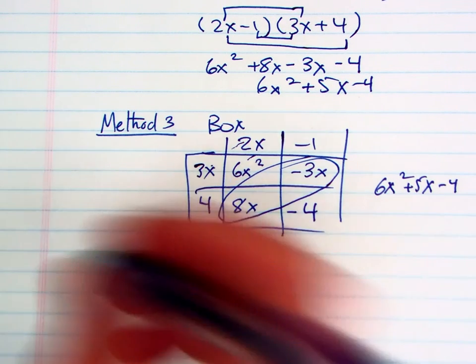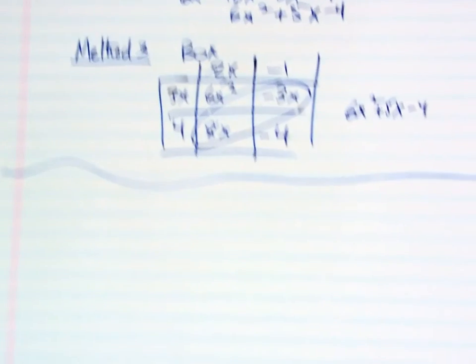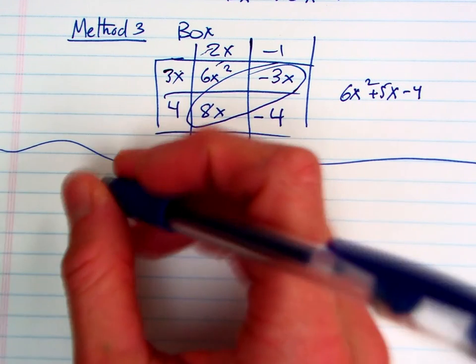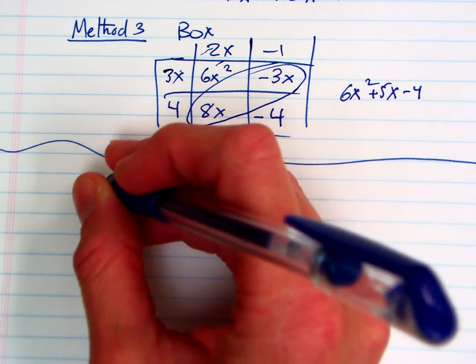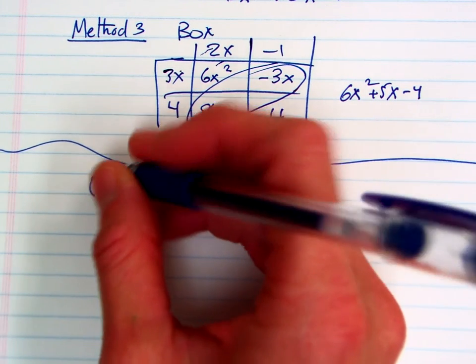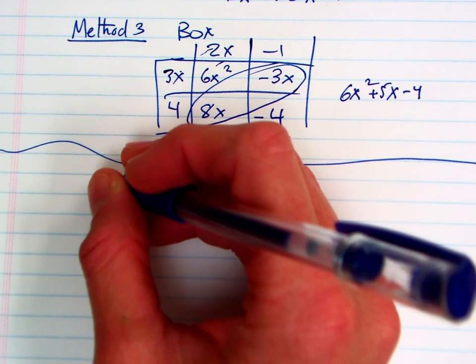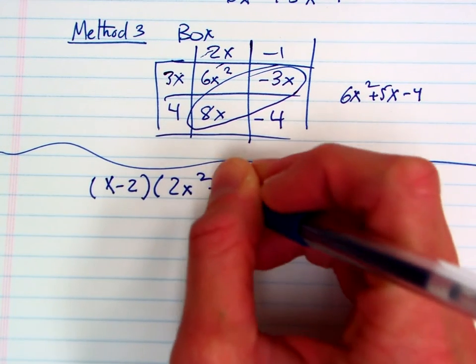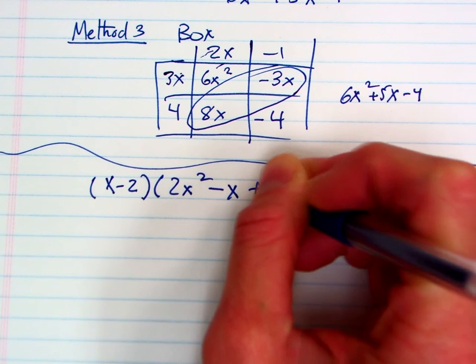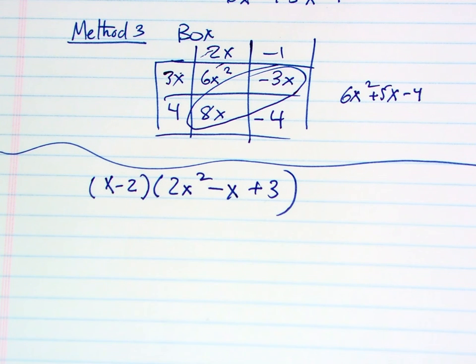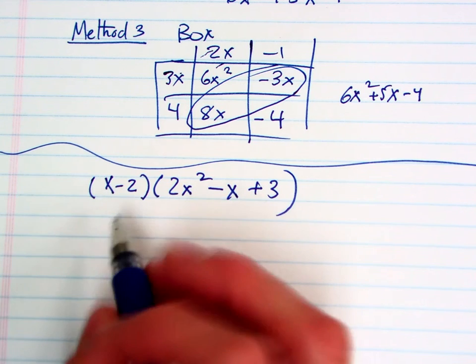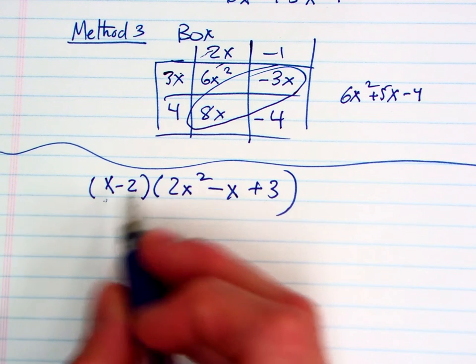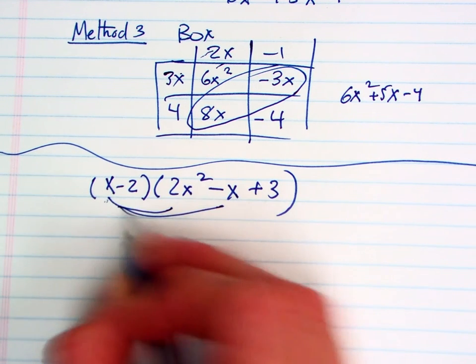The next most complicated would probably be maybe if you had something like x minus 2 times 2x squared minus x plus 3. So FOIL is not going to work here. So you have two options. One is to distribute. So you can do the vertical method where we distribute the x.